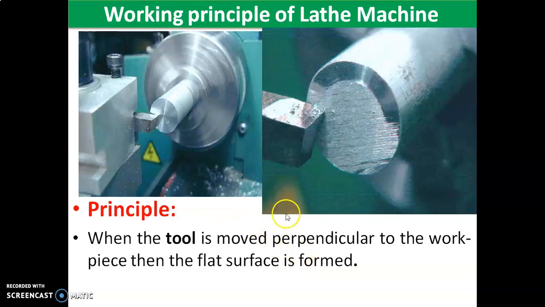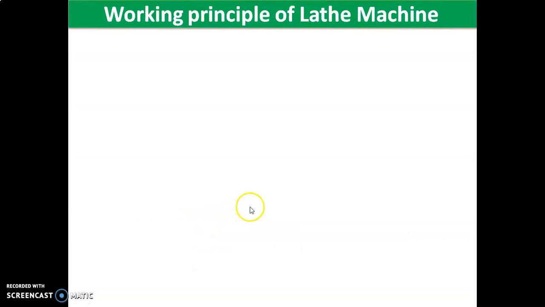When the tool moved parallel to the axis of the workpiece, then we can get the cylindrical surface. This is the second direction of the cutting tool. Now let us see the third direction of the cutting tool.